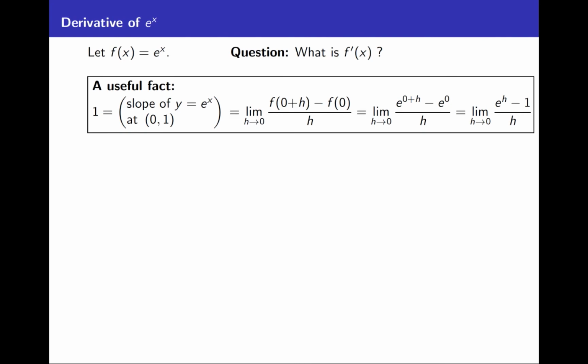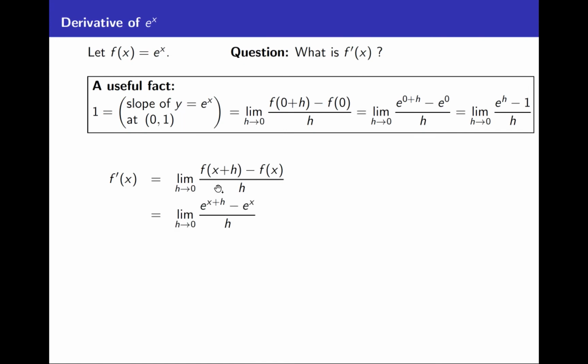And that's going to be useful in computing the derivative of e to the power of x. Let's do that now. The question we have here is, what is f prime of x when f of x is e to the power of x? Let's find out by using our definition of f prime. The definition of the derivative f prime of x is the limit as h approaches 0 of f of x plus h minus f of x divided by h.